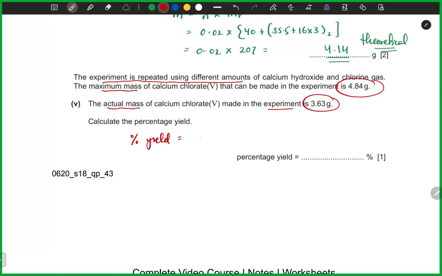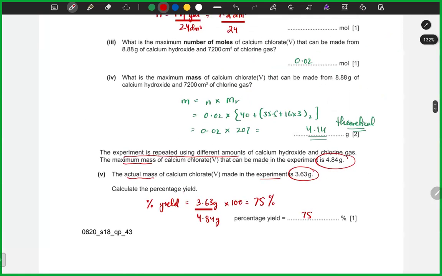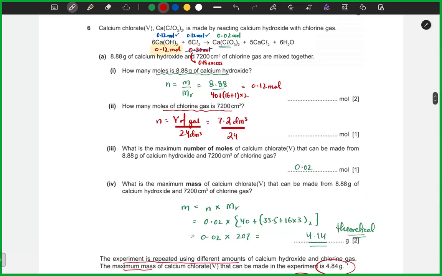You take the actual, which is 3.63 that you got from the experiment, and divide it by the theoretical one that your calculator is giving you, that's 4.84, and then multiply by 100. So 3.63 divided by 4.84 times 100 comes out to be 75%. So that's the answer.